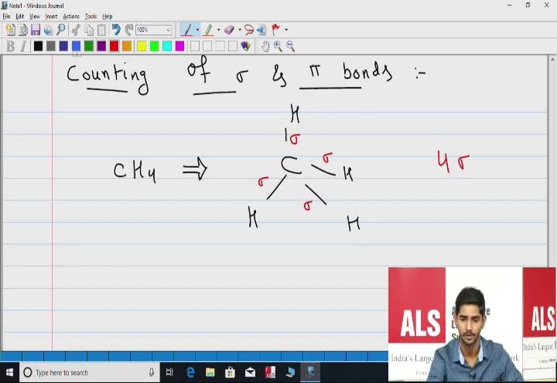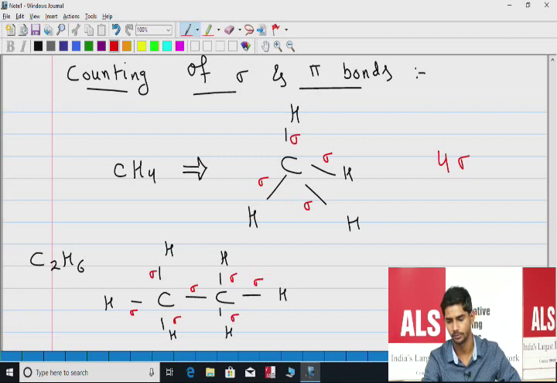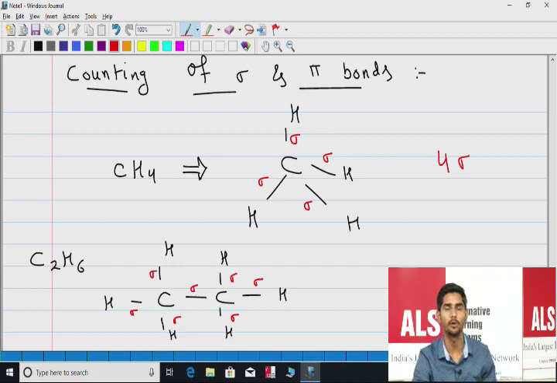Let's take another example. Let's suppose we have got C2H6. The structure of C2H6 is actually this one. So guys, we have to count every single bond. 1, 2, 3, 4, 5, 6, 7. So in the given molecule, we have got 7 sigma bonds. As we can see, there is no pi bond, meaning there is no double bond. It means that it won't have any pi bond over there.